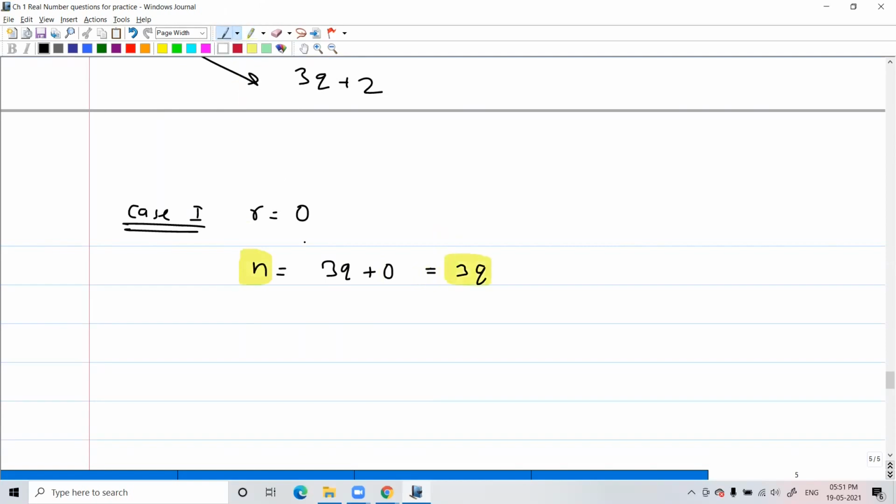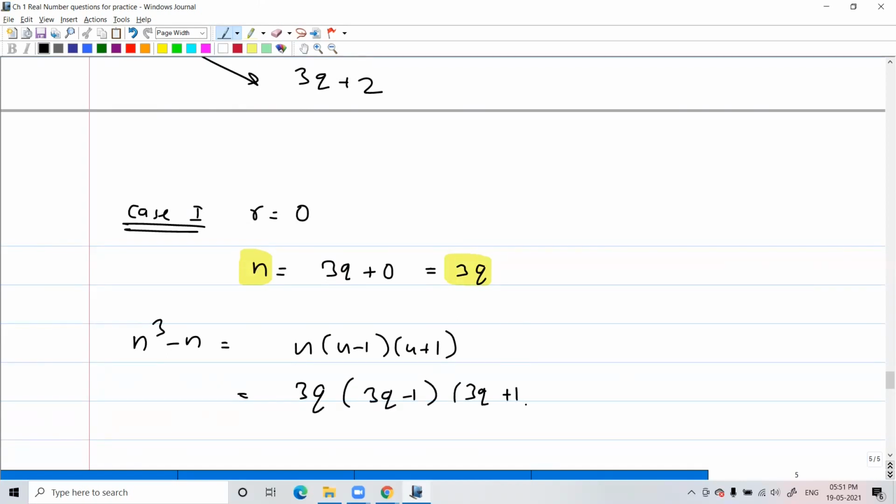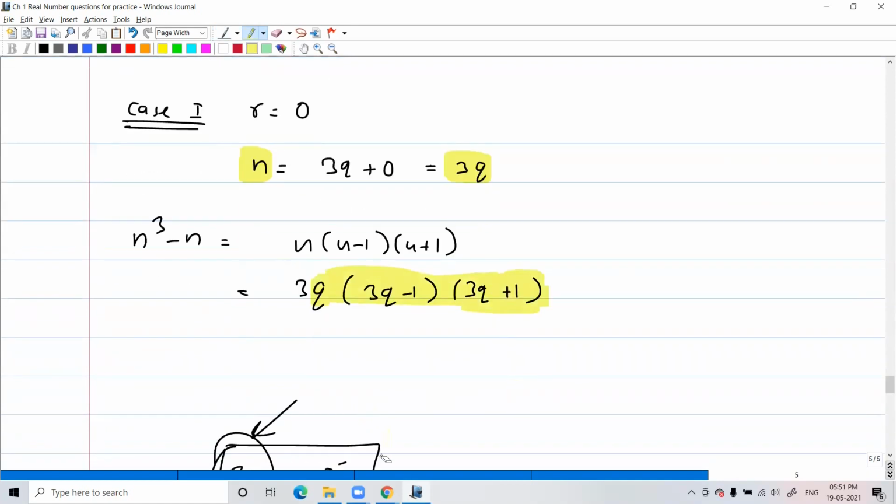If this representation comes into picture, then let's see whether n cube minus n, which is n into n minus 1 into n plus 1, is divisible by 3 or not. So in place of n, we put 3q: 3q into 3q minus 1, and then 3q plus 1. We can separate all the other factors and leave our 3 alone. We can see that it is divisible by 3 because 3 is a factor over here.